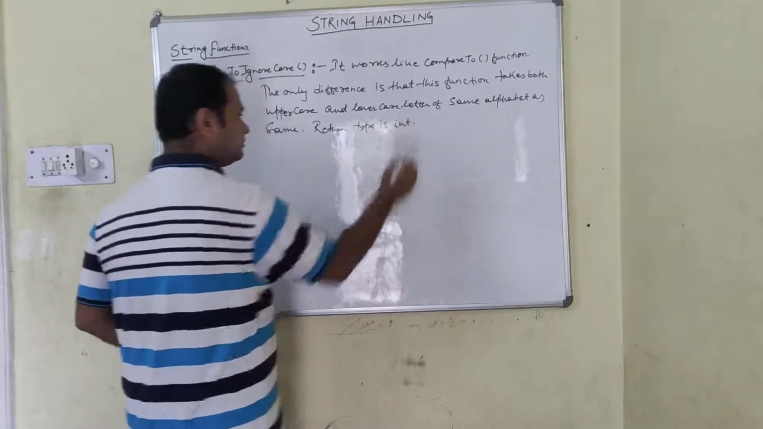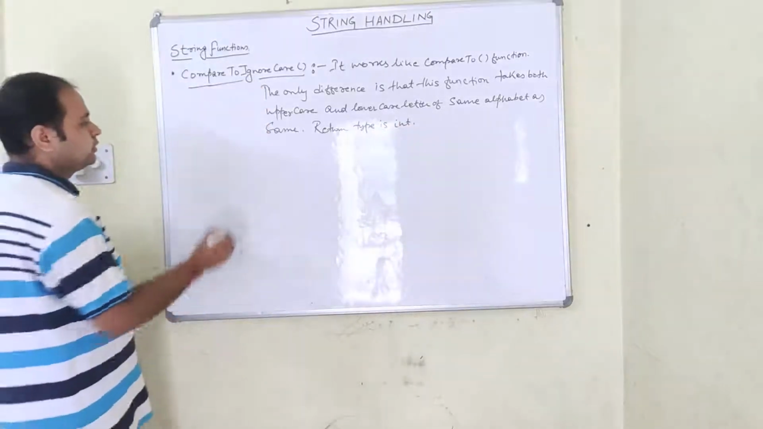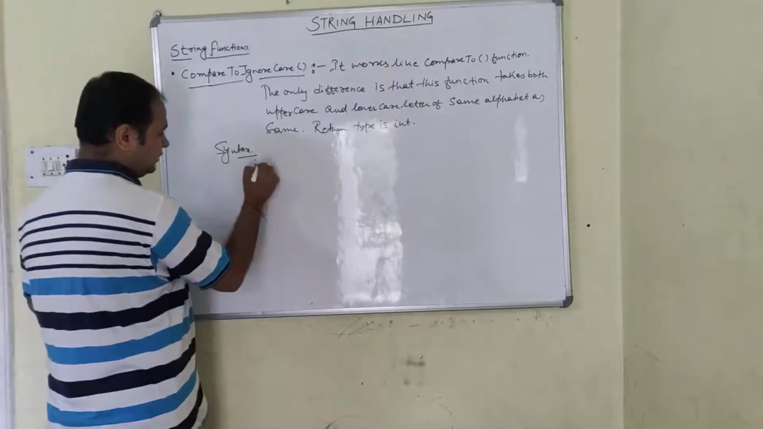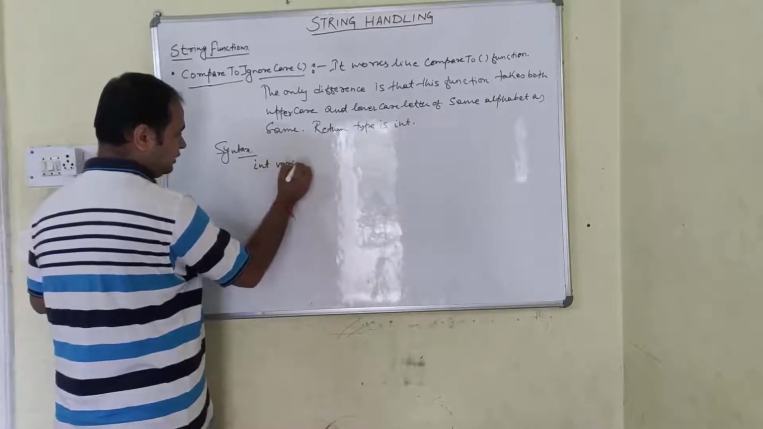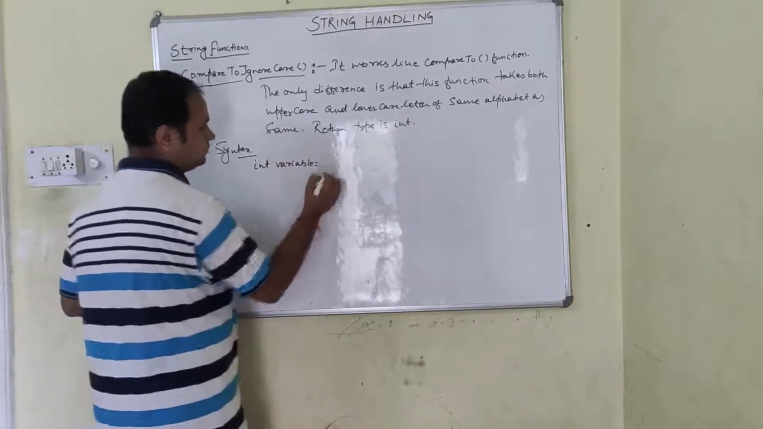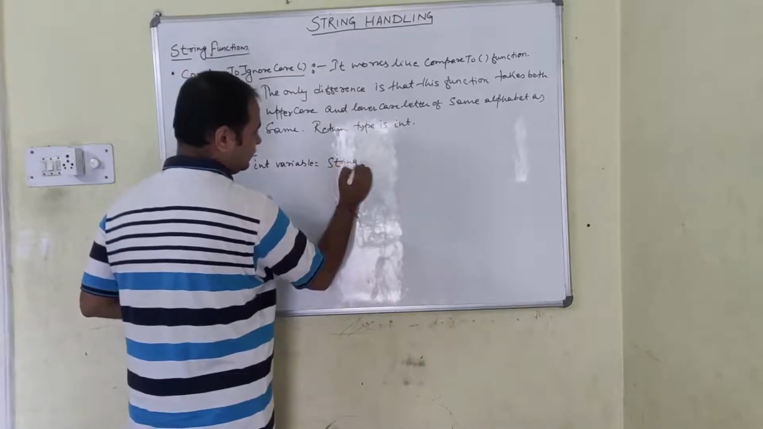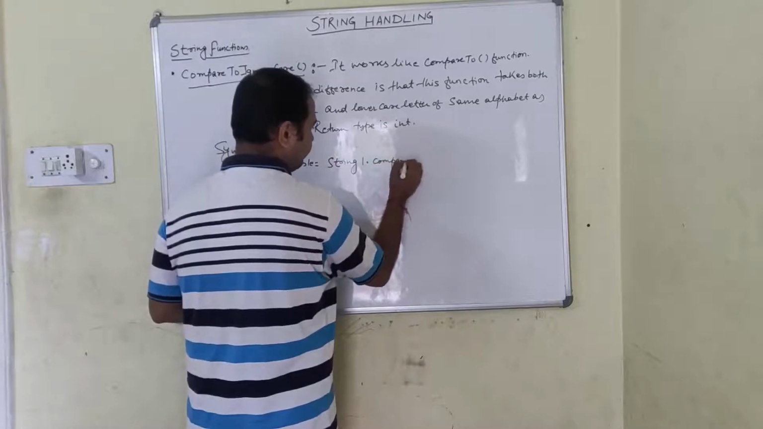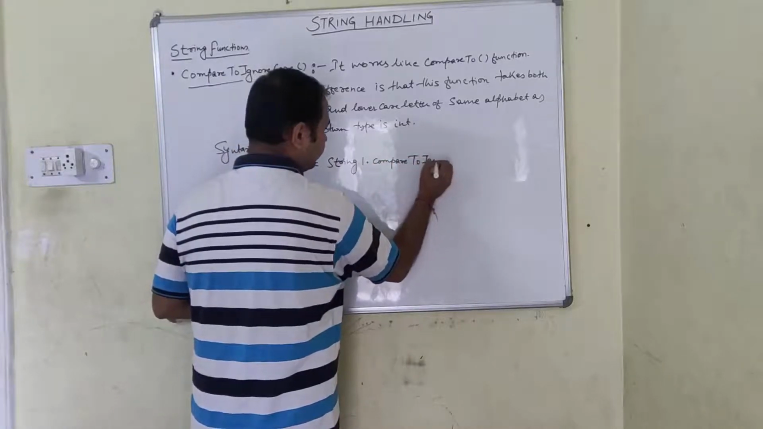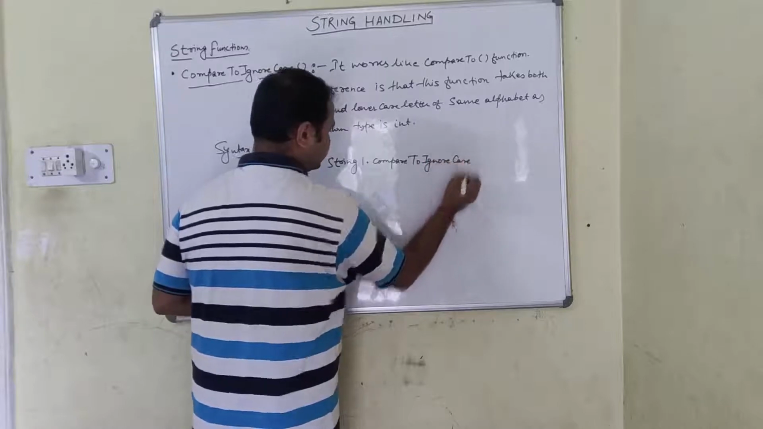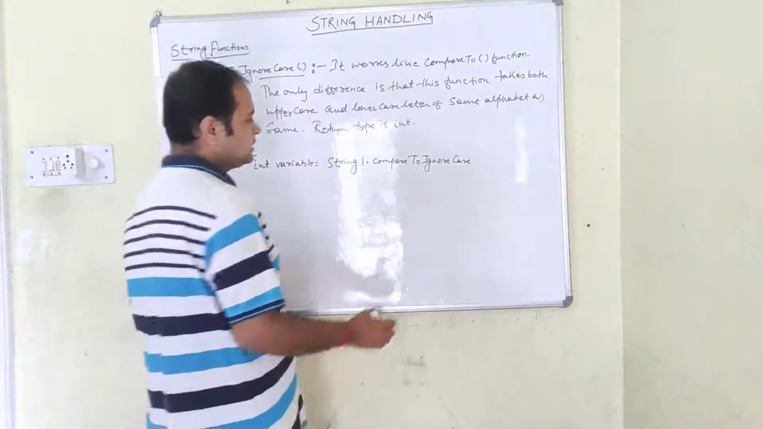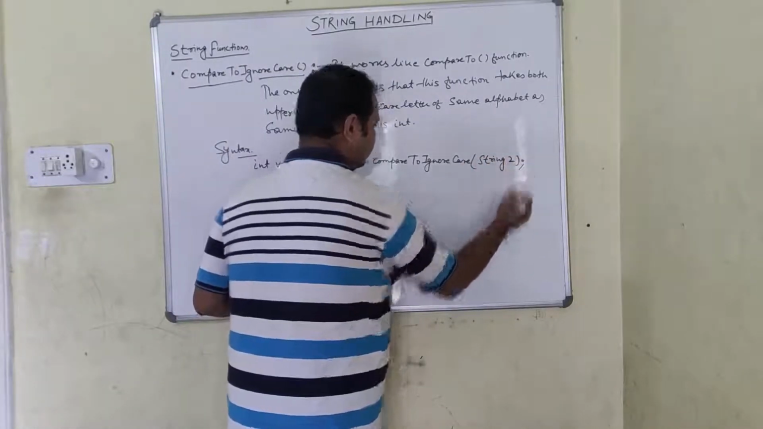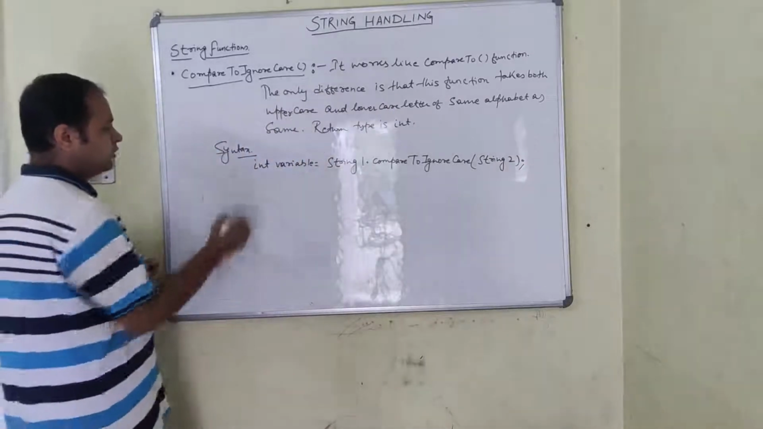Just like the compareTo. Okay, now the syntax is int variable is equal to string1.compareToIgnoreCase, and in the bracket we will add the string2.